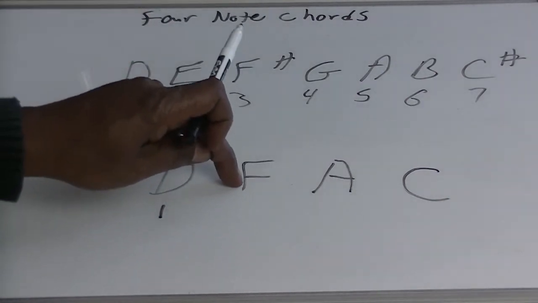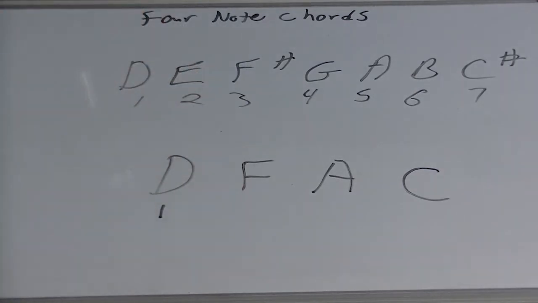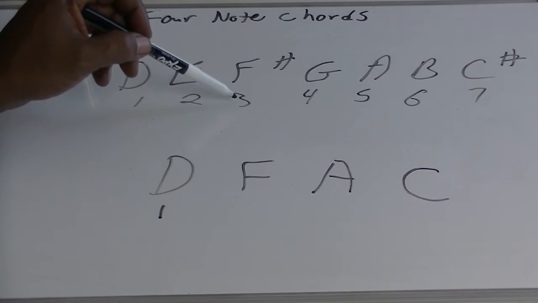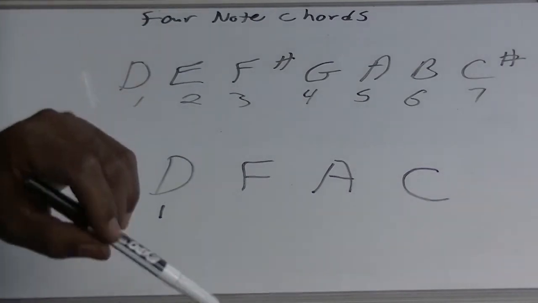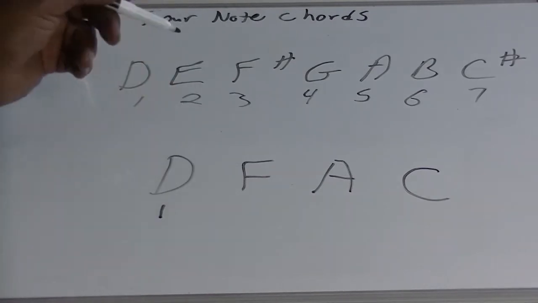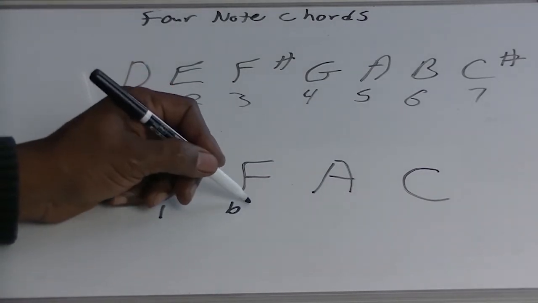Now we must reference this note to our scale. Well, F sharp is the 3rd note of the scale, and we flatted that note to make it F. And this F is now known as the flatted 3rd.